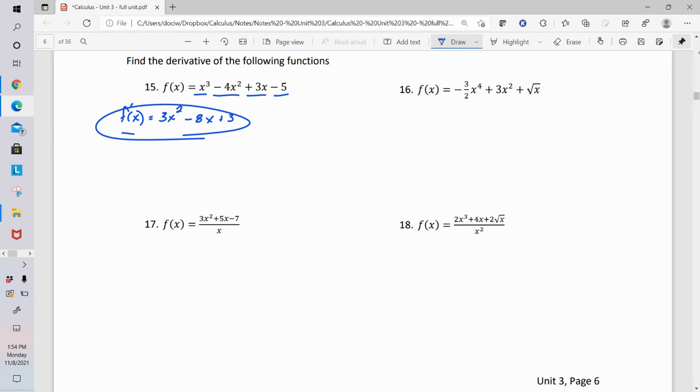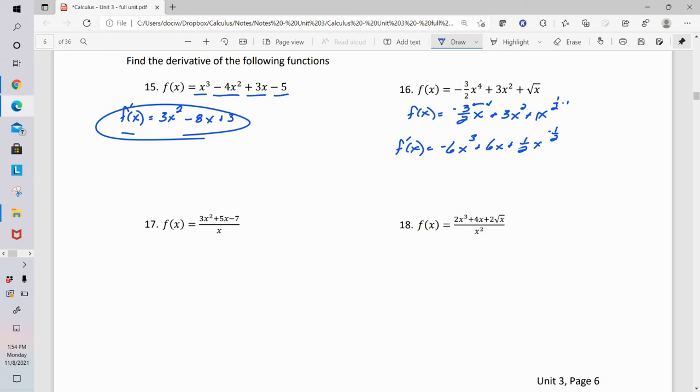Okay. Number 16, I would do a little bit of work first. Negative 3 halves x to the fourth plus 3x squared plus now the square root of x. Remember that that is x to the 1/2. I'm going to set this up to be able to use my power rule. So the derivative now is negative 3 halves times 4, that's going to be negative 6x to the third, plus 6x, plus 1/2 x to the negative 1/2, because remember it's n x to the n minus 1. 1/2 times the coefficient of 1 is 1/2, and 1/2 minus 1 is negative 1/2.